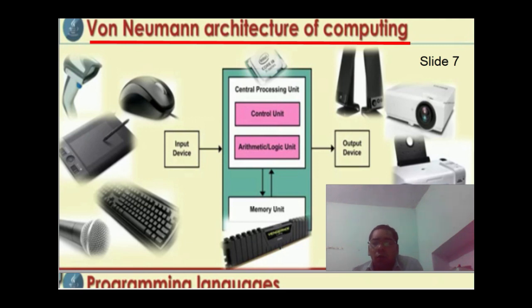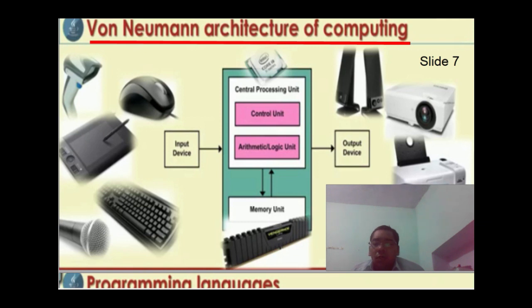In this von Neumann architecture, the program is loaded into the memory. This is your memory, and then the program is executed by the CPU. This is the central processing unit. It has the control unit as well as the arithmetic and logic unit. This part is mainly for the execution. So this is the architecture that is used.